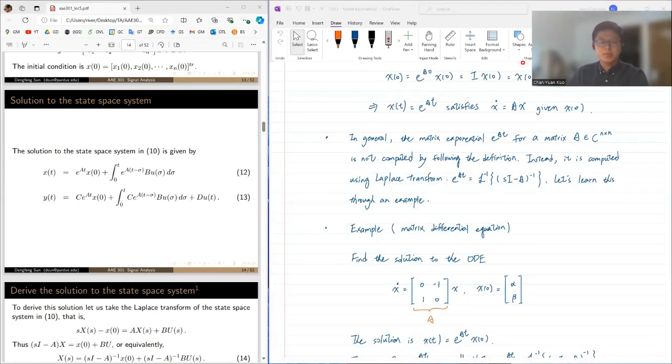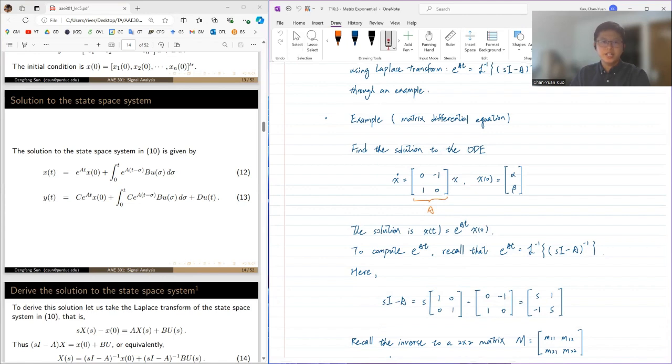Now let's learn how to compute the matrix exponential. In general, the matrix exponential is not computed according to the definition. Instead, it is computed using Laplace transform. Let's learn how to do this through an example. In this example, we will look at a system of first-order differential equations with initial state shown here and solve for its solution x of t equals the matrix exponential e to the A times t times x of 0.